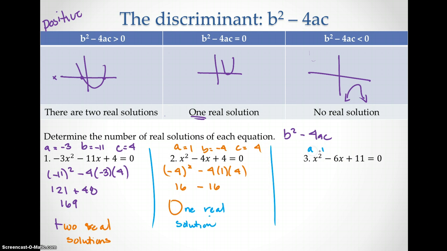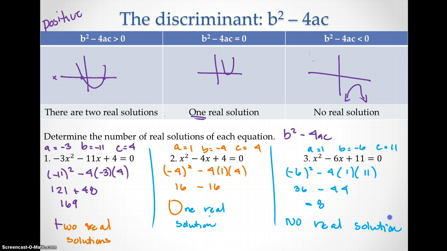Again, we label a is 1, b is negative 6, and c is 11. Go ahead and plug that into b squared minus 4ac and see what you get. Okay, if you did it correctly, you got negative 6 squared minus 4 times 1 times 11, so that's 36 minus 44 gives me negative 8, and because it's negative, there's no trick for this one. There's no real solution.